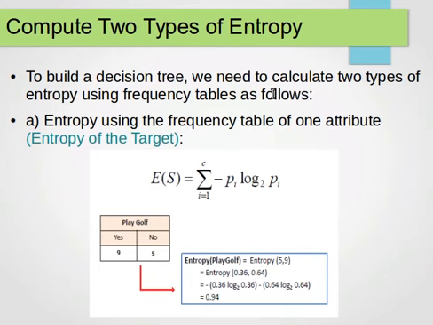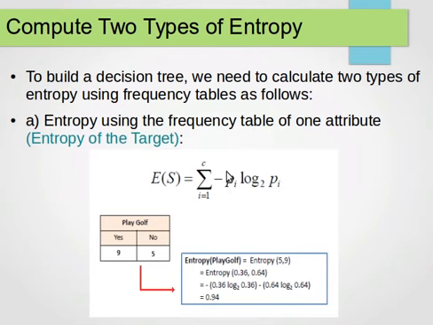Let's assume now we have our weather data. The first type of entropy we want to compute is the entropy of the target. So from the frequency table, the equation for entropy of the target is Entropy(S), where S is our target: the summation of minus Pi log to base 2 Pi, and i is from 1 to C. So these are our classes. P of every class times log to base 2 of the probability of the same class, and we sum over all the classes.